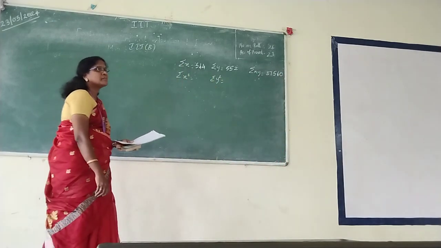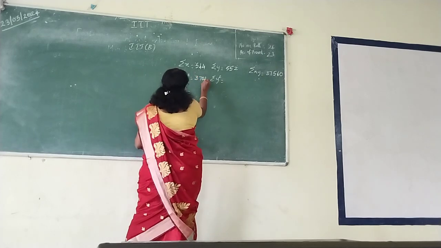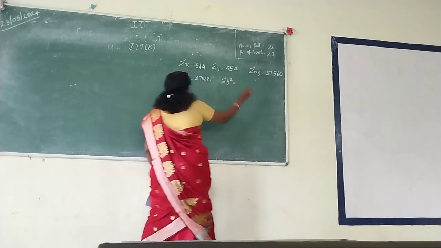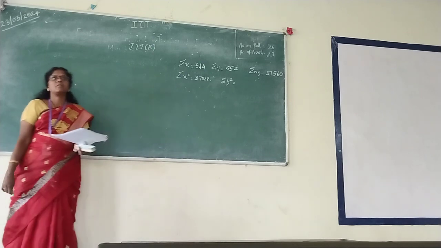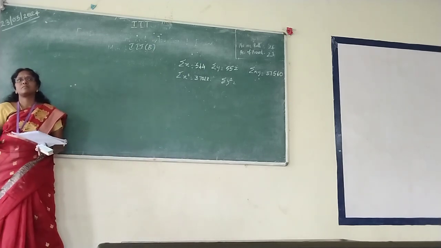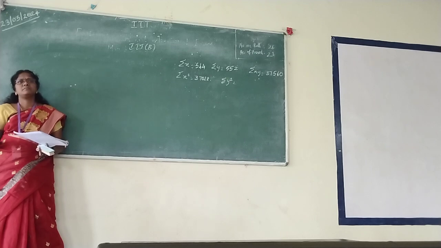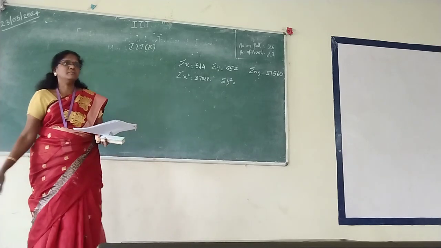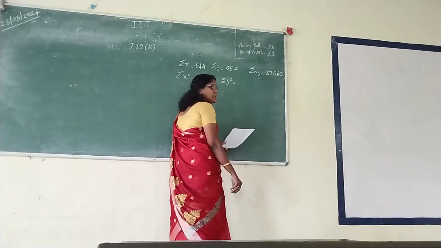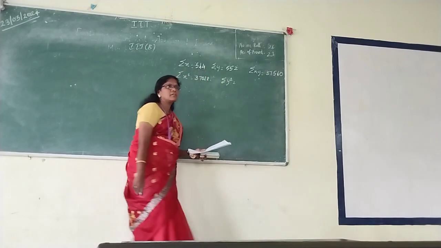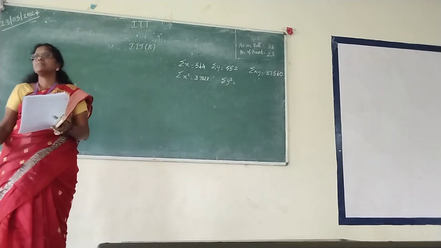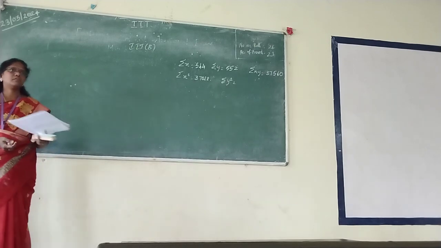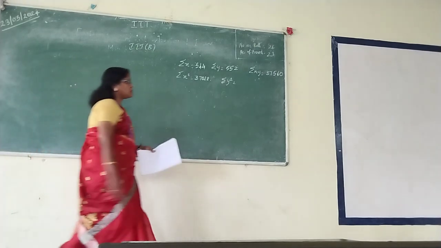X square, y square, three seven, y square. Others check it. Y square, huh? 38132.